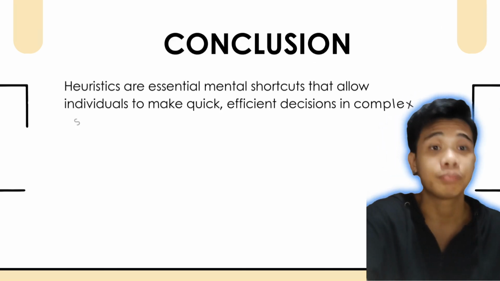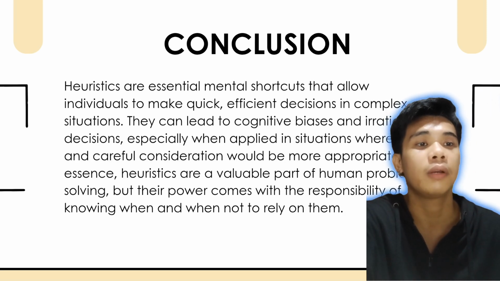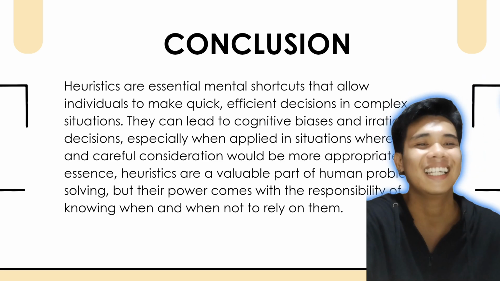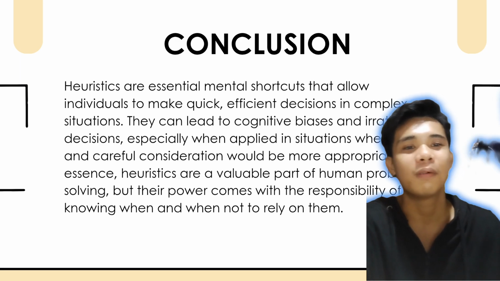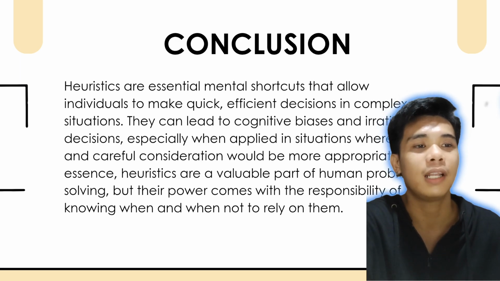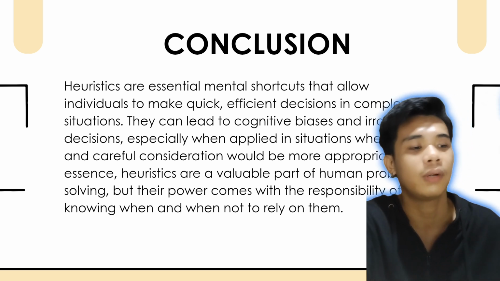For conclusion, heuristics are essential mental shortcuts that allow individuals to make quick, efficient decisions in complex situations. They can lead to cognitive biases and irrational decisions, especially when applied in situations where logic and careful consideration will be more appropriate. In essence, heuristics are a valuable part of human problem solving, but their power comes with the responsibility of knowing when and when not to rely on them.